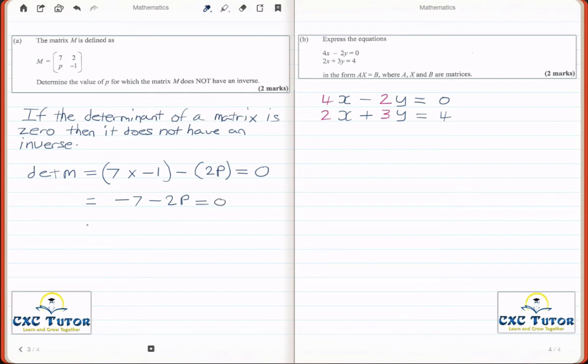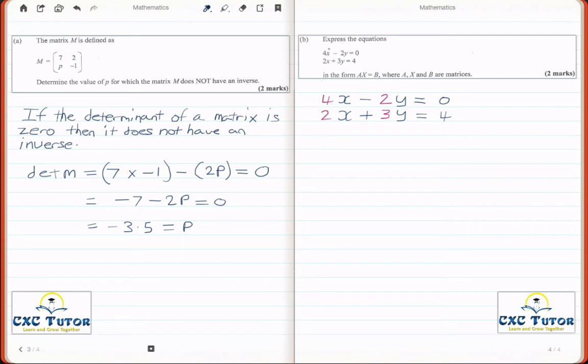Therefore, minus 3.5 should equal p if you do your algebra correctly. So that is part A finished. It wasn't hard. There's only 2 marks. Now we move on to part B.